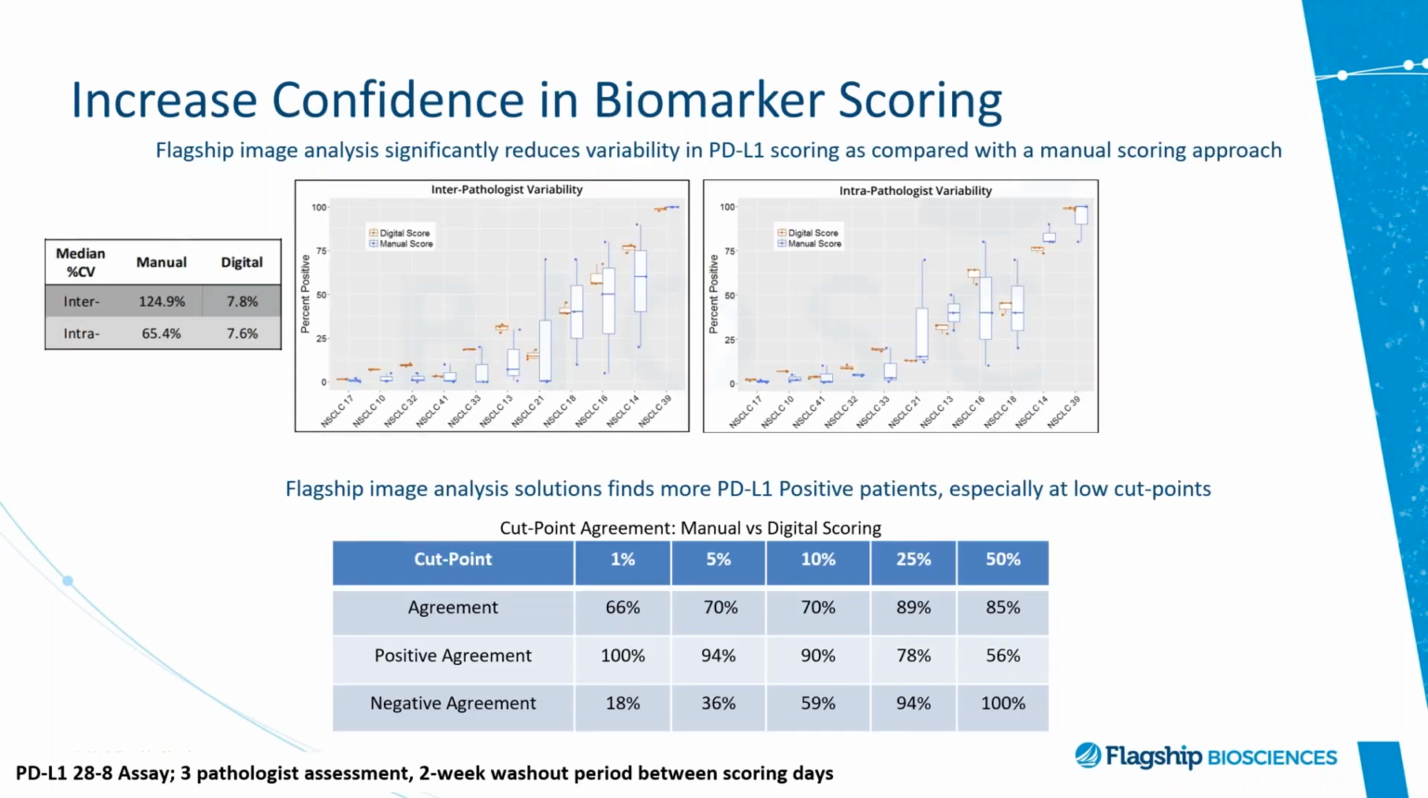So here I'm going to delve into some data. This is actually obtained from one of our publications, showing that image analysis can increase the confidence in biomarker scoring. And this is evidenced very clearly, immediately, by the table that shows that the inter- and intra-pathologist coefficient of variation are both much, much better with the digital approach than with the manual approach.